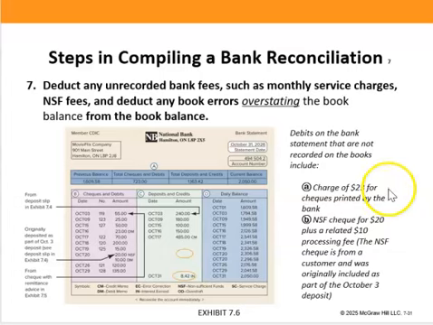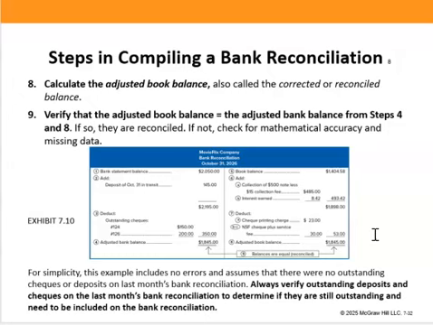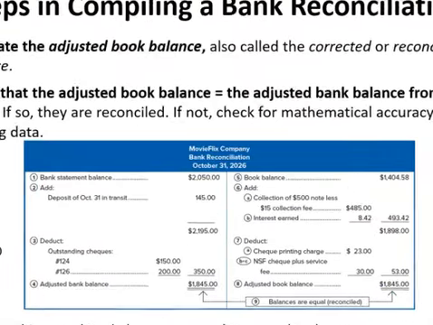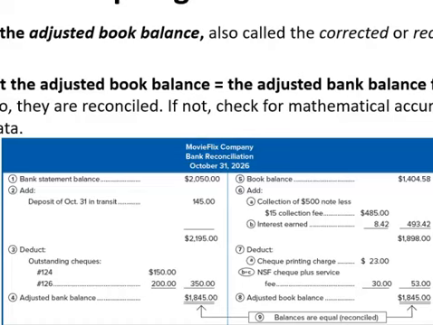So on analysis, there was a charge for $23, as you can see in the bank, that we haven't recorded in our books yet, and the non-sufficient funds, the $20 plus a $10 service fee that we have to put in our books. As you can see here, again, make it a little bit bigger. There you can see, and now we balance at $18.45.